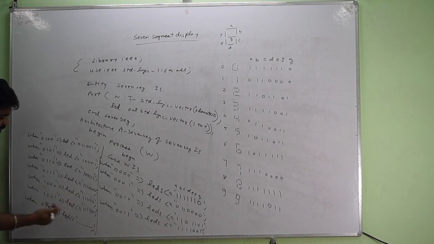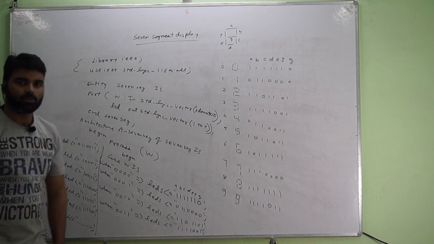Understood? And then it's all over. That is end case, end process, and end architecture A_7seg. So this is a simple sort of programming for the 7-segment display.